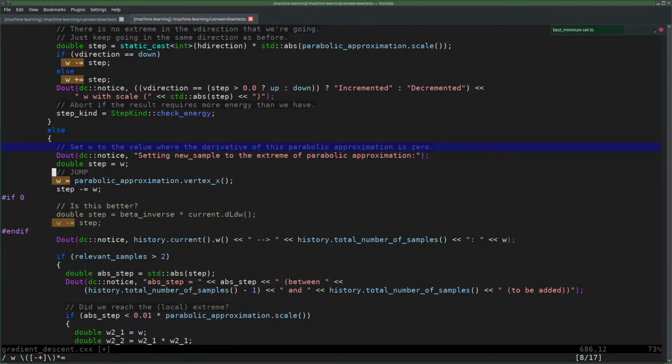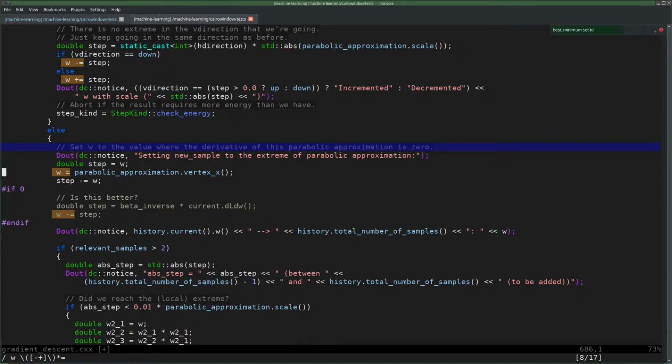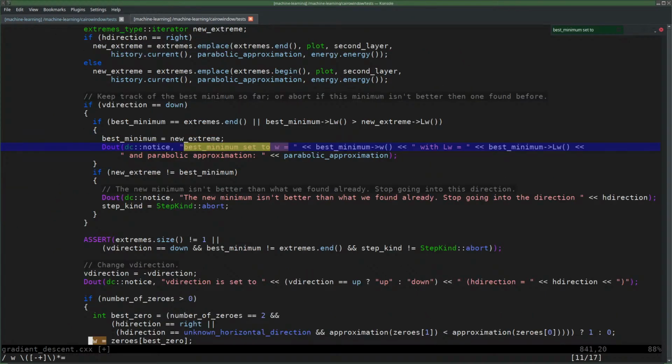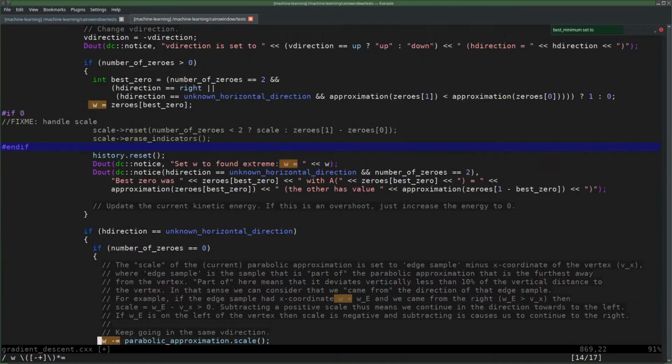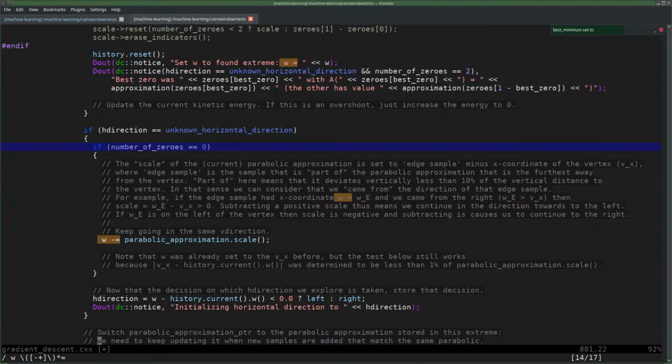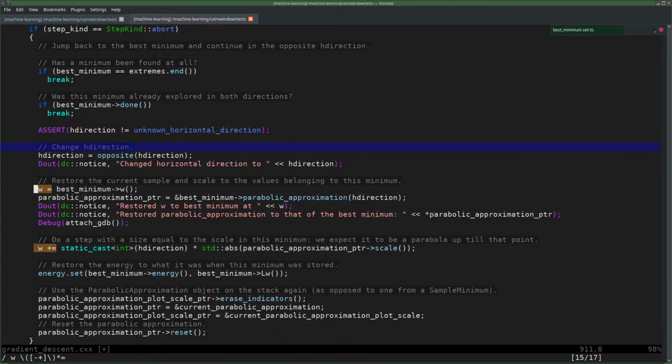Well, wait a minute. This is not really a jump. Well, it jumps to the vertex of the current parabola. So it definitely stays on the parabola. But then it has that intention. This jumps to a different parabola, so you definitely need a reset here. And this jumps to a last minimum, a previous minimum. So definitely a jump.